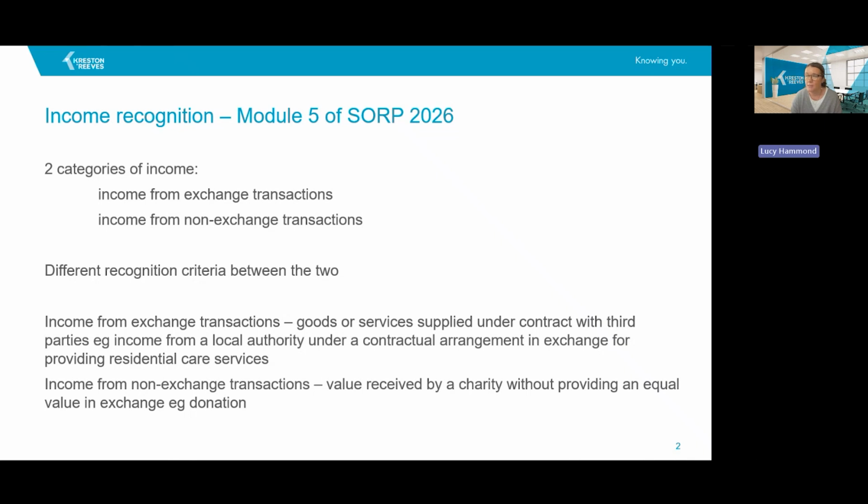The revised SORP now sets out that there are two categories of income: income from exchange transactions and income from non-exchange transactions. And there are different recognition criteria between the two. Income from exchange transactions are goods or services supplied under contract with third parties. So in the case of the charity sector, this could be income from a local authority under a contractual arrangement in exchange for providing residential care services. Income from non-exchange transactions are where a charity will receive value without providing an equal value in exchange. So, for example, a donation.